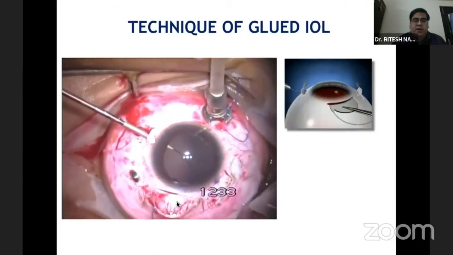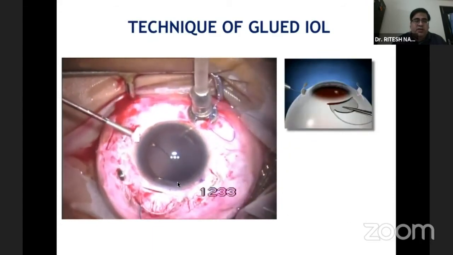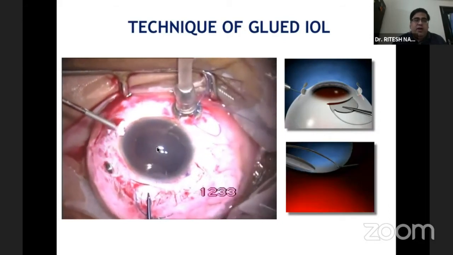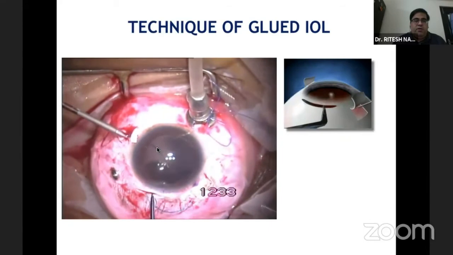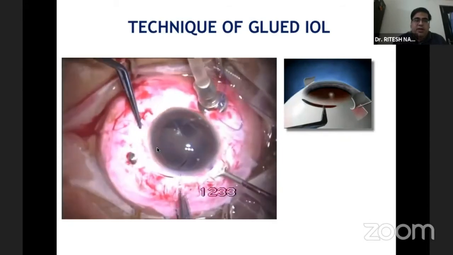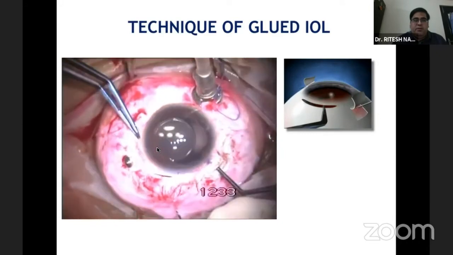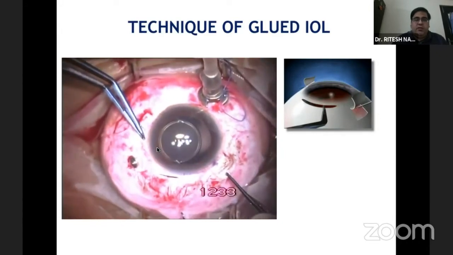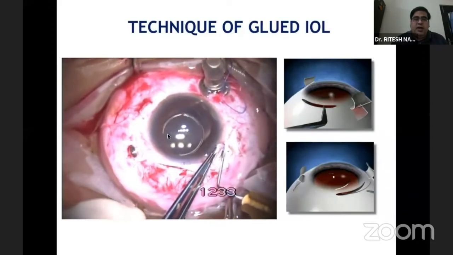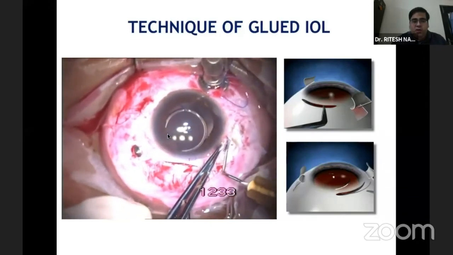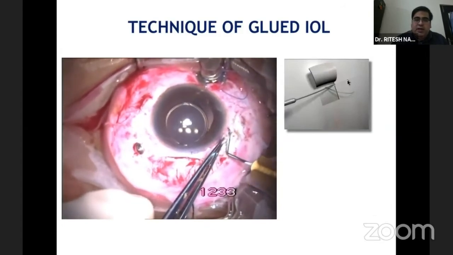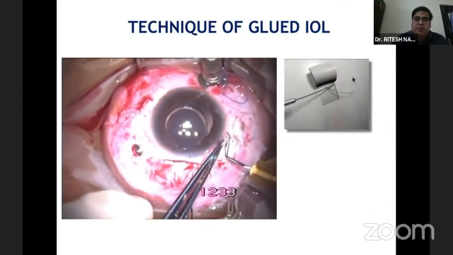Initially, it is recommended to make a large tunnel. Later on, you can shift to the injectors. You grasp the tip of the haptic with the help of a glued IOL forceps. It's important to grasp the tip under this flap. You do it from one side, you get it out from the other side. Subsequently, you make your grooves in the wall so as to tuck these haptics under these flaps. You can put these haptics in these grooves.